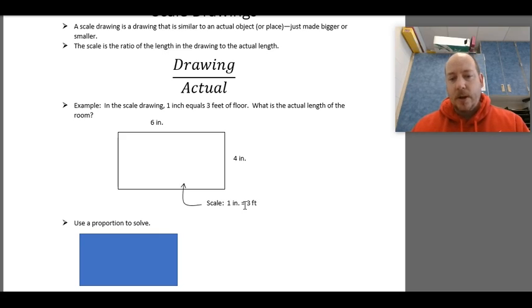Okay, and you can see it written like that. You can see it as a fraction. Sometimes you might see it with that colon again because it's a ratio, so it can look different ways. Okay, but that's just saying 1 inch on the drawing is 3 feet on the actual room, right? It wouldn't make sense to say 3 feet of the drawing is 1 inch of the actual. So the first number represents the drawing size. The second number represents the actual. Okay, so we're trying to figure out the actual length of the room.